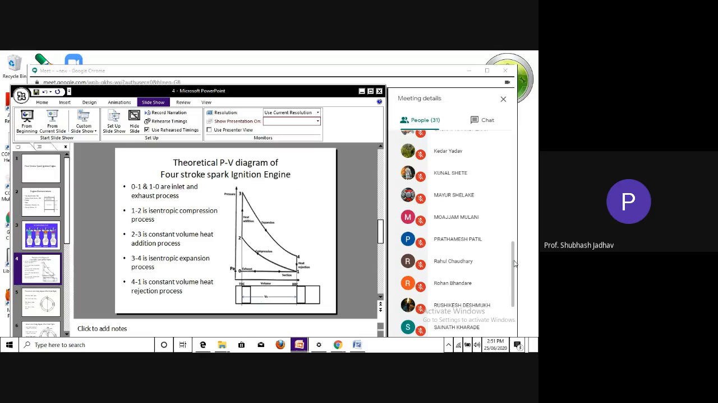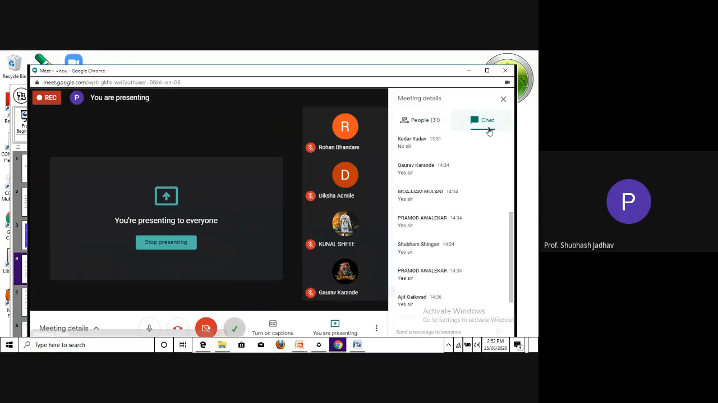Sainath Kharade. Once again, Sachin was sleeping. Kunal Shetty. Sir, 2 to 3. Which is the point of spark? At a particular point we are giving the spark. 2 to 3 is the combustion process, and combustion process happens after spark is given. So which is the point at which we are giving the spark?